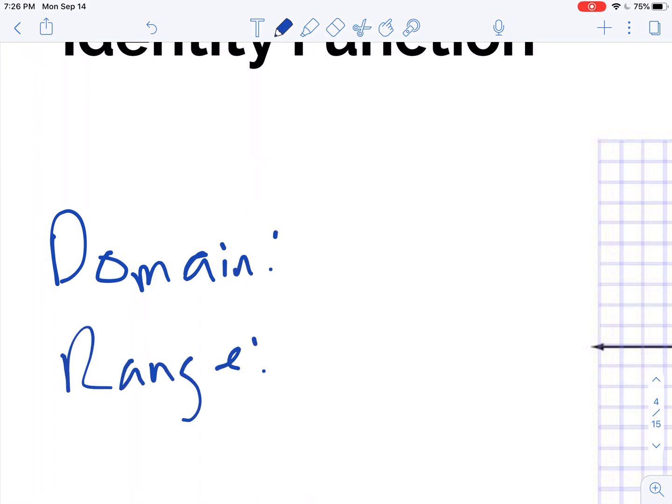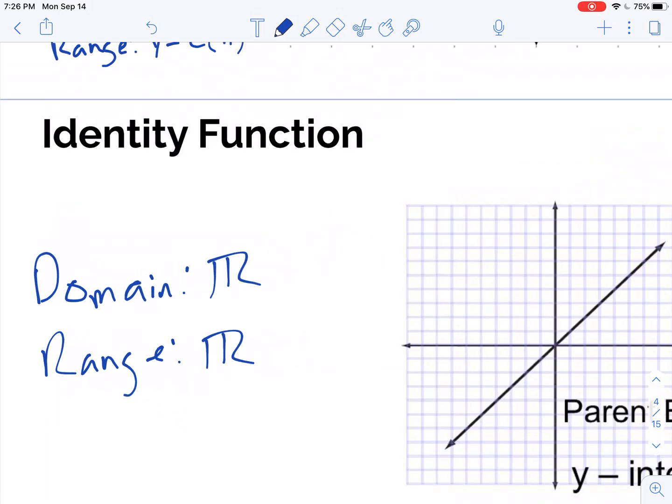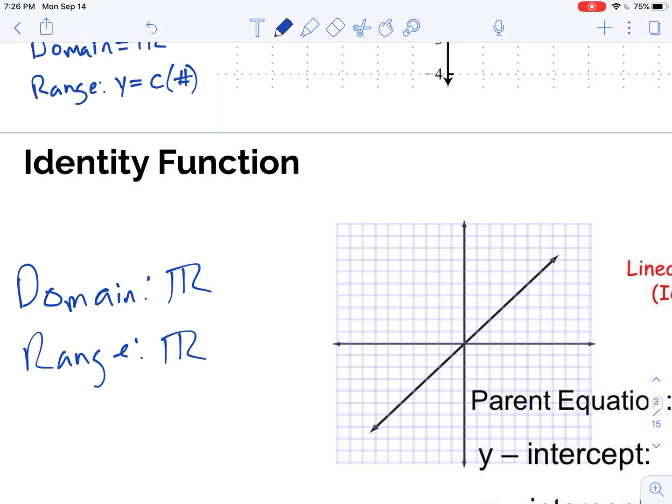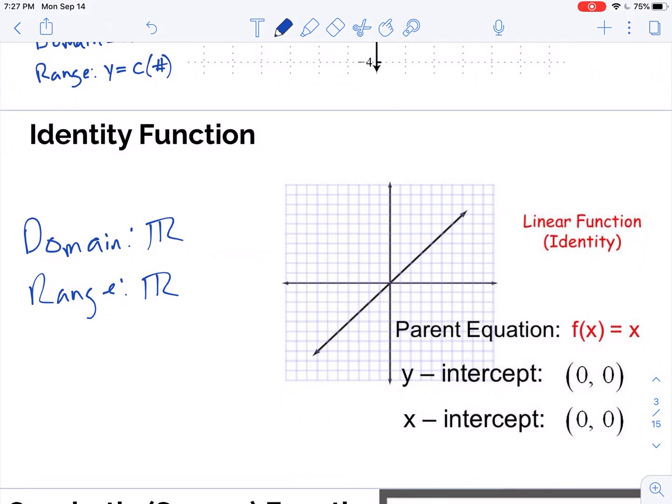You guys have seen this before. You have been working with this since Algebra 1, when I taught quite a few of you. So you know what a linear function looks like. And to be honest, you've been doing transformations of functions since Algebra 1.